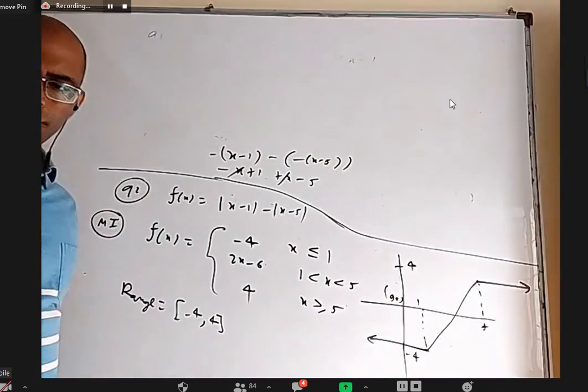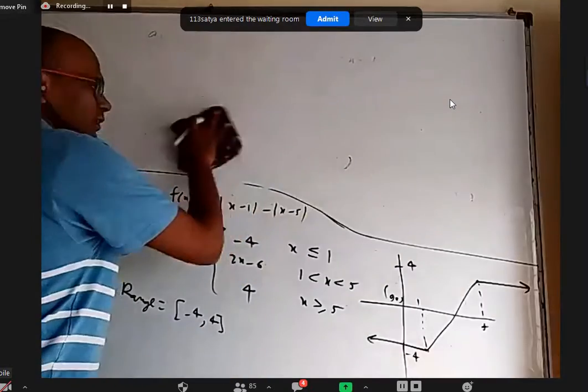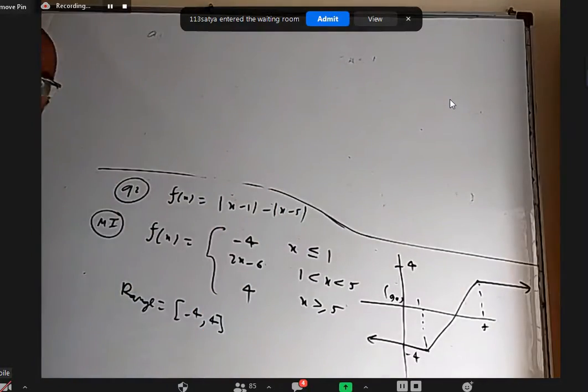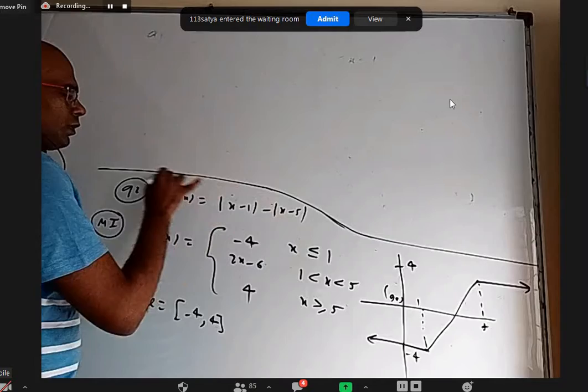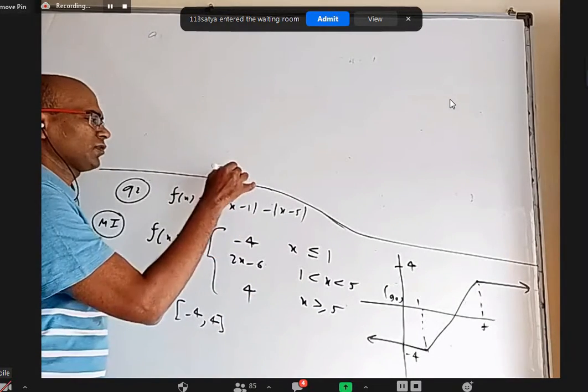Yes, sir. Okay, sir. Sir, yes, please. 2x minus 6. Yeah, between 1 and 5, x minus 1 is positive. So mod x minus 1 becomes x minus 1.